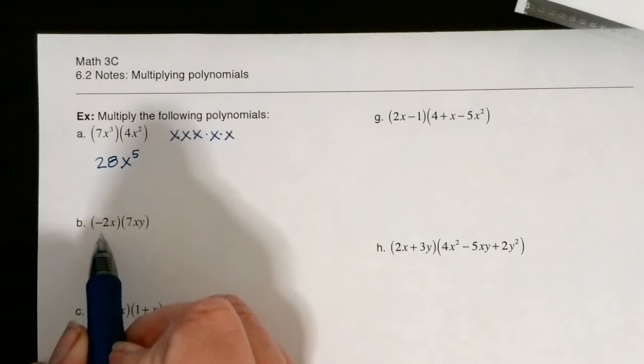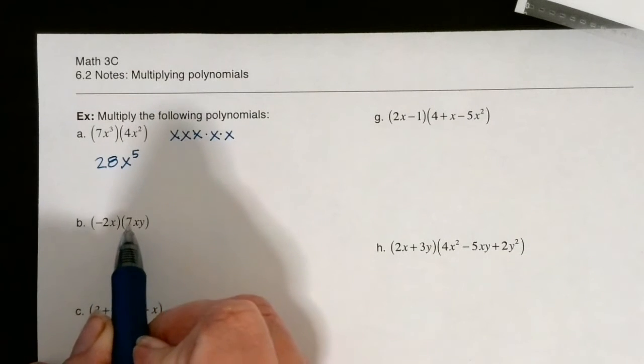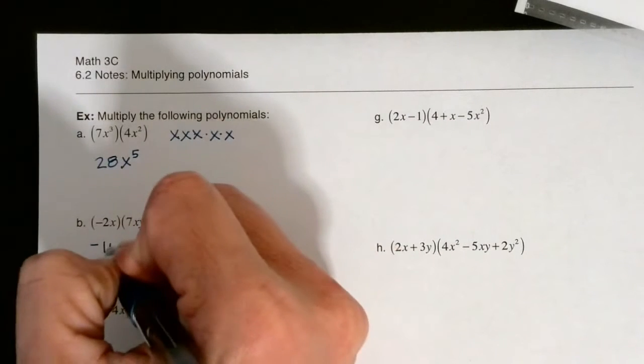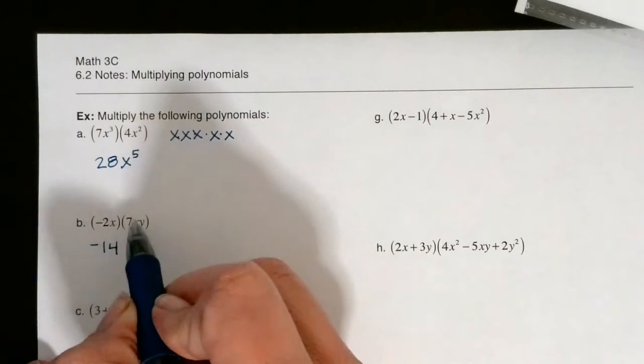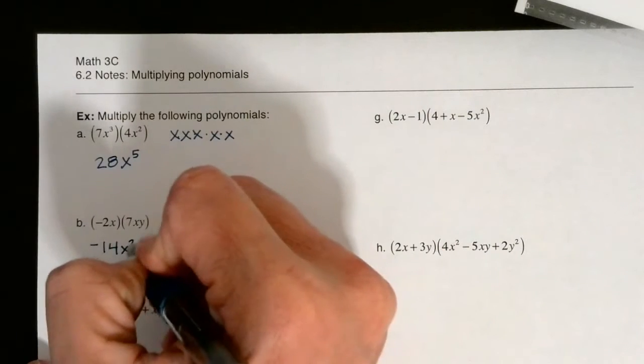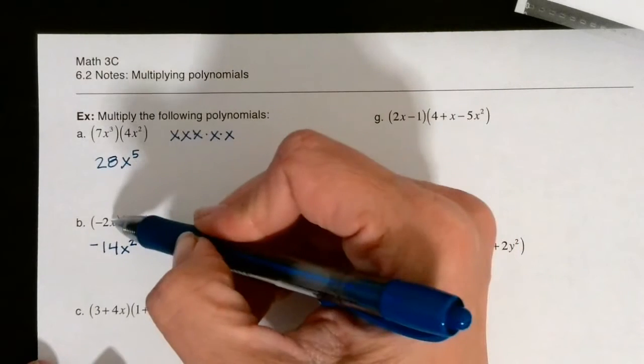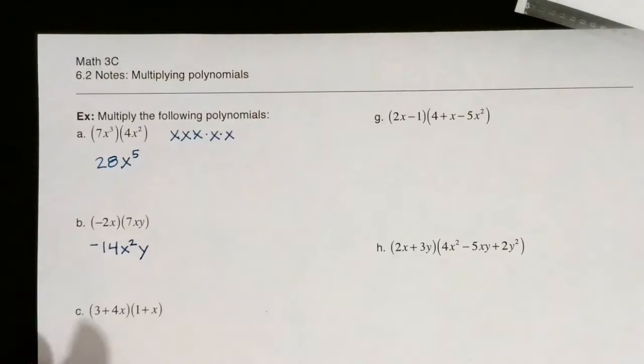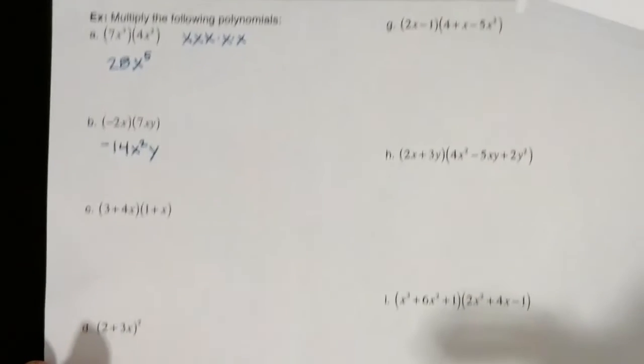Then we're going to move on to this one. We have negative 2 times 7. A negative times a positive is a negative, so that's negative 14. And then we have x times x, which is x squared. And then we have y. There's no y here, but we're multiplying, so we're just going to put it right there. So it just has one y because it doesn't have any other y's in the problem.